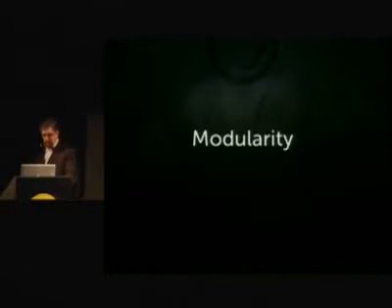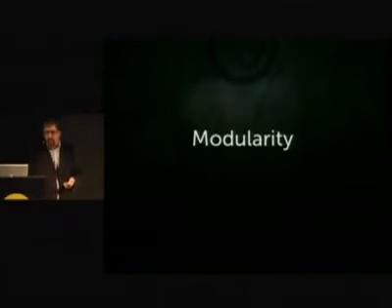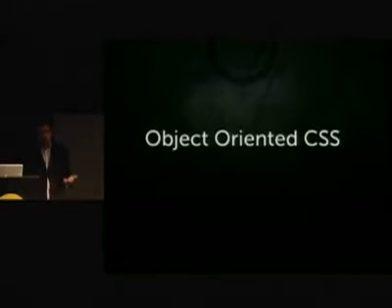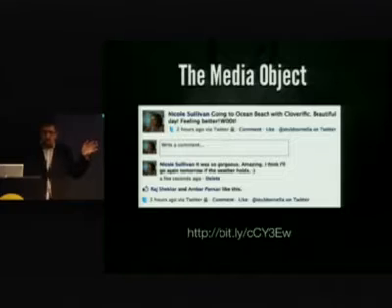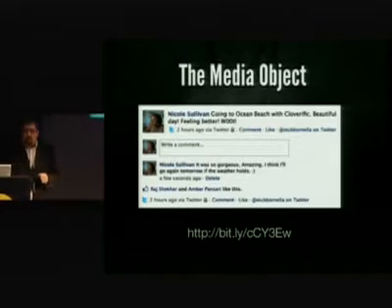So, modularity. If we start looking at building a system of reusable components, how do we reuse those components? One of those concepts is object-oriented CSS. Nicole Sullivan, this is her brainchild. I'm going to give a particular example of something she has on her website. If you haven't seen this article, it's a really great one. The short URL is at the bottom if you happen to have your laptop and want to check it out now.